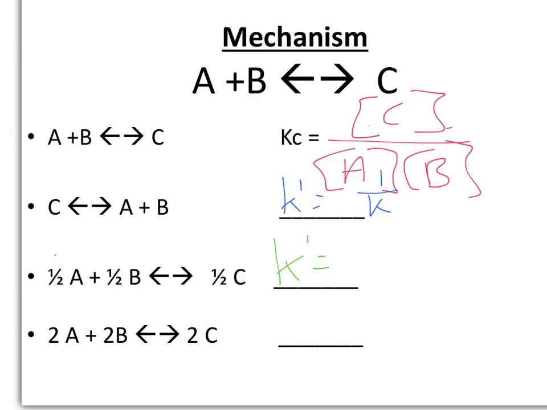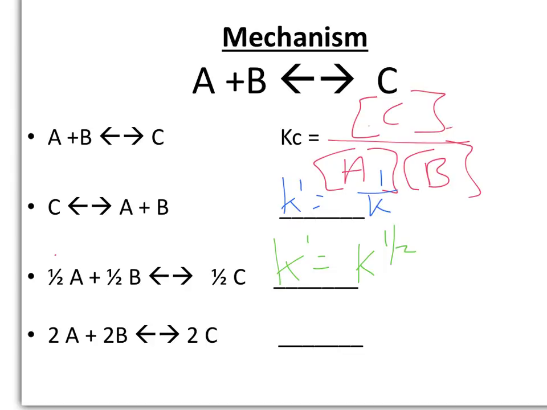Raise it to the power of the change. So what did they do to the coefficients? They halved them. So K has to be raised to the 1/2 power. You remember that? What would happen if we look at the... What would happen? Yeah, you know how it works.